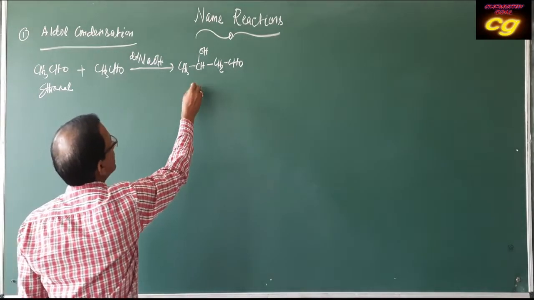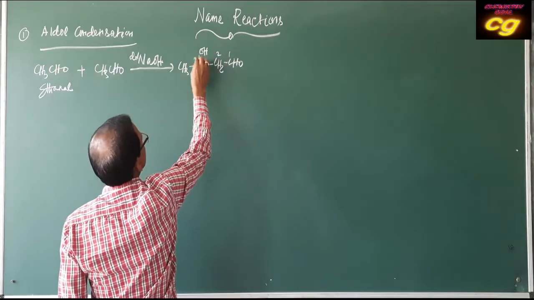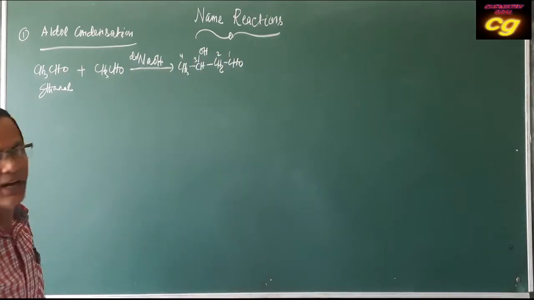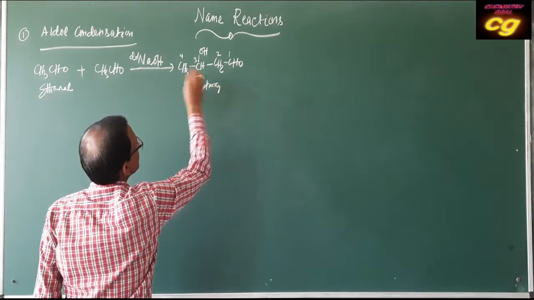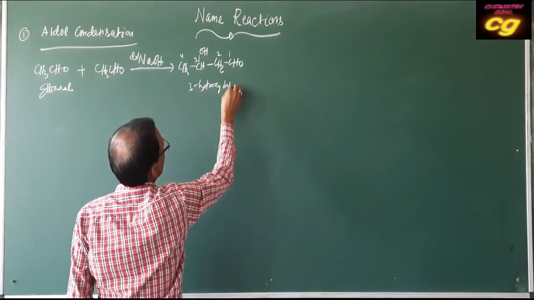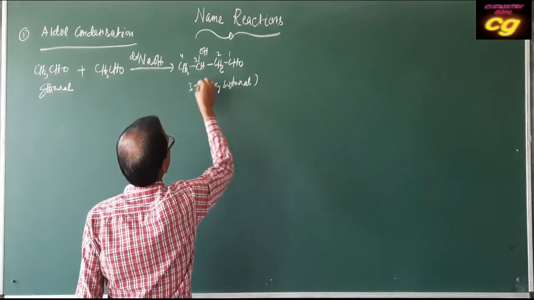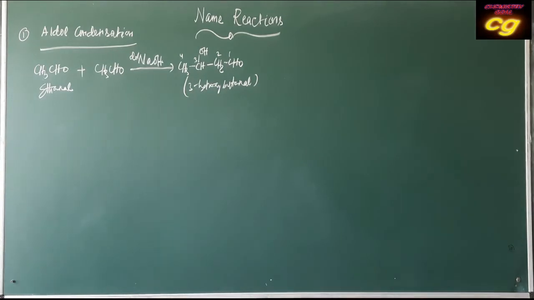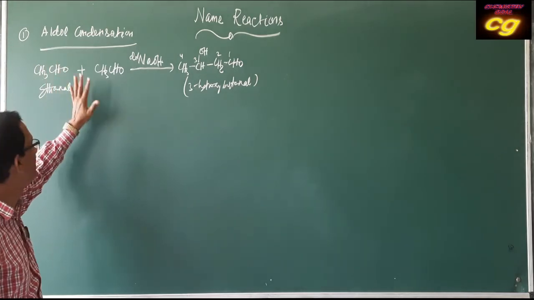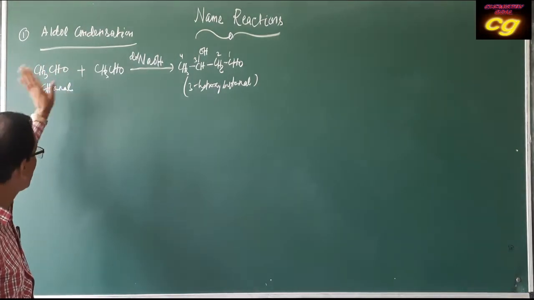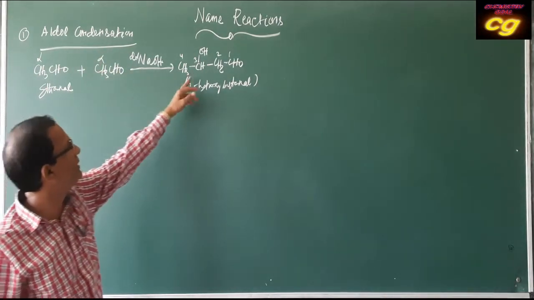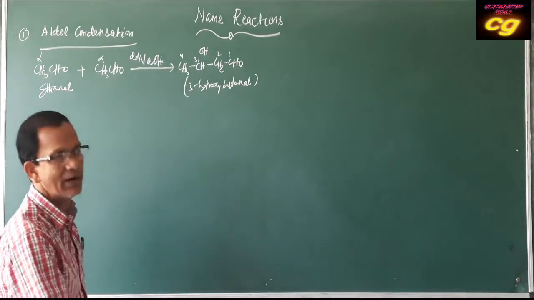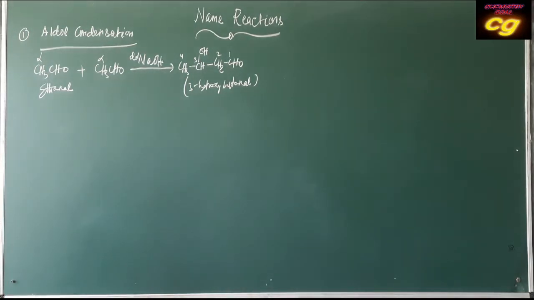So if numbering 1, 2, 3, 4, this is a beta hydroxy aldehyde, beta means 3-hydroxybutanal. This is called aldol condensation: conversion of an aldehyde or ketone having alpha hydrogen atom, this is alpha, forming a beta hydroxy aldehyde or ketone. That is called aldol condensation.